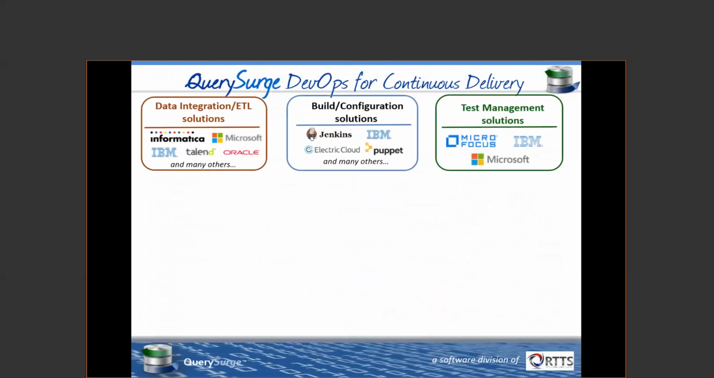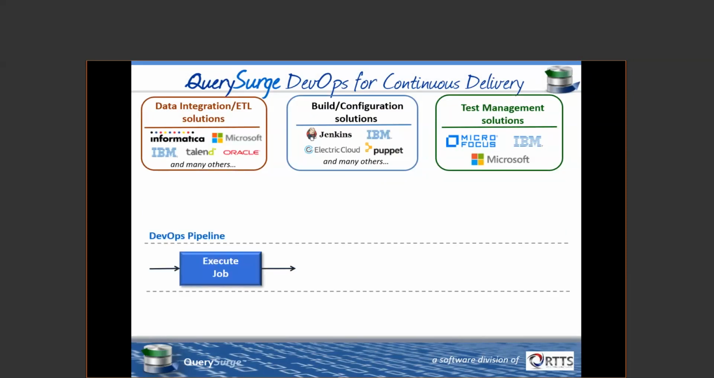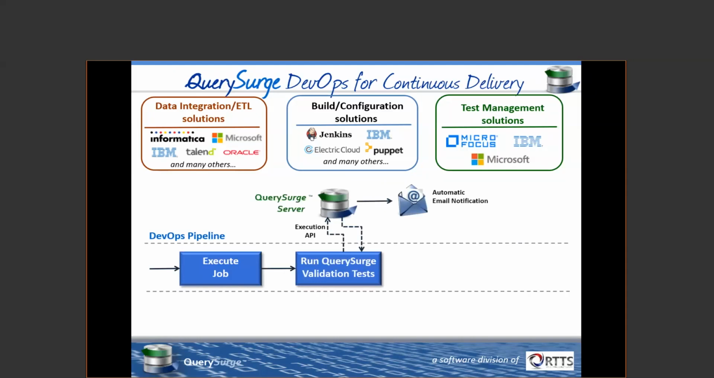QuerySurge's API allows it to be driven from any type of ETL or build or test management solution. So whether you're driving your test from a tool like Informatica, or you have a build pipeline set up in Azure DevOps, or you want to run your tests from test cases in Micro Focus ALM, QuerySurge's API gives you the ability to run your tests from any of these types of solutions and have the tests run and the results be fed back. So for instance, you might set up a build pipeline that looks something like this, where your first step in the pipeline is to execute an ETL job. Once that job is complete, you'd ask to execute the tests that are used to validate that job through our API. QuerySurge will run and execute those tests and bring the results back to the pipeline.